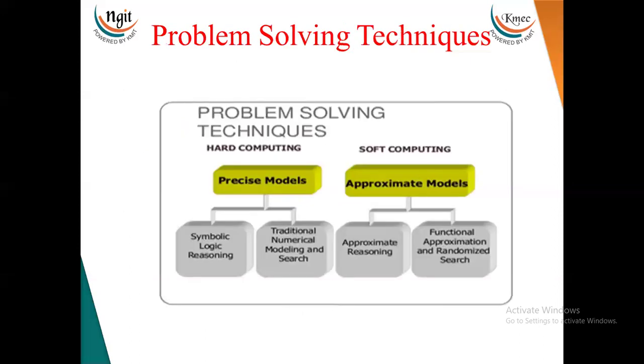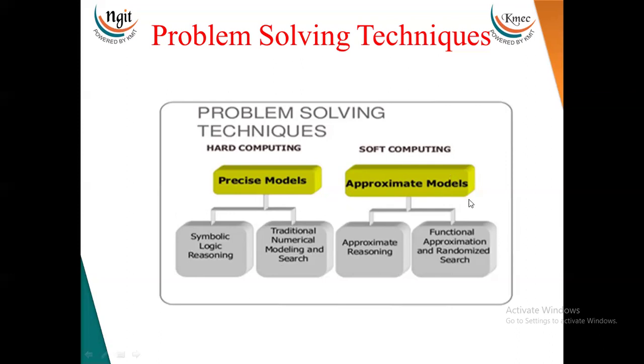So what are the different problem solving techniques? Different problem solving techniques are supported by your hard computing and soft computing. If you see here, we have the precise models and the approximate models. In hard computing, we have the precise models: symbolic logic reasoning, traditional numerical modeling and search. In traditional numerical modeling, whatever algorithms we are using now, basic algorithms, all the mathematical formulae, all this comes under numerical modeling and search. Logical reasoning: what logic we are going to build in the programming languages, all this comes under the precise models.